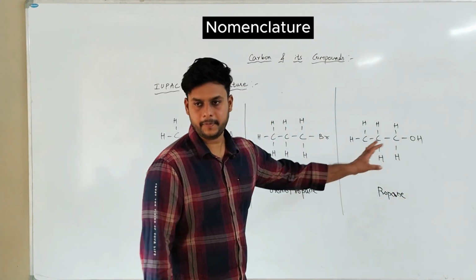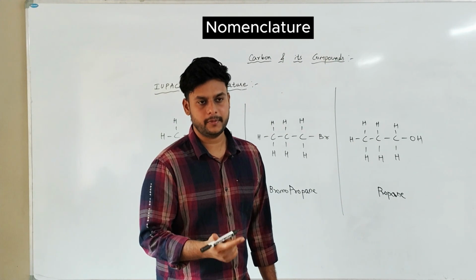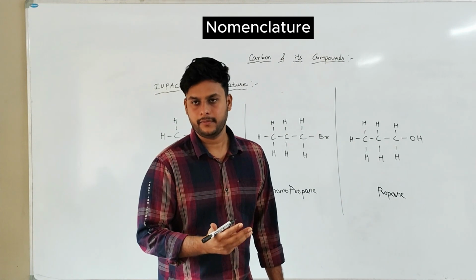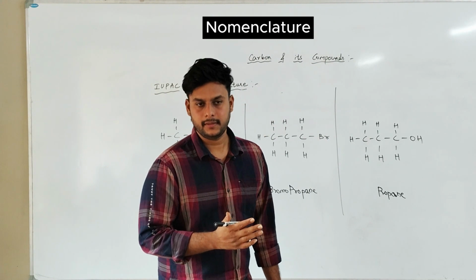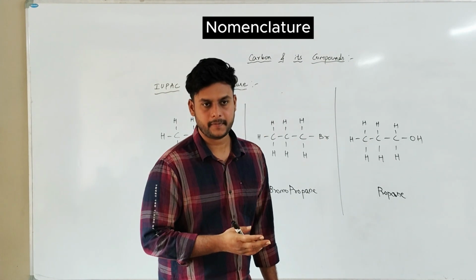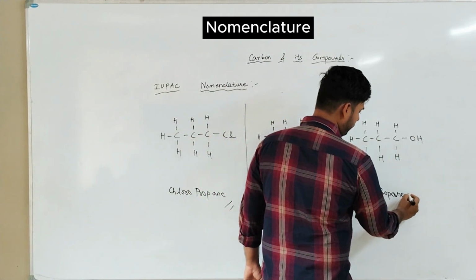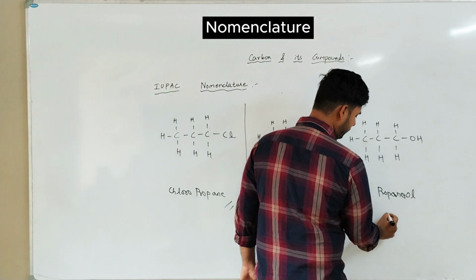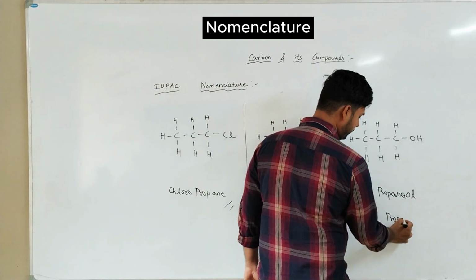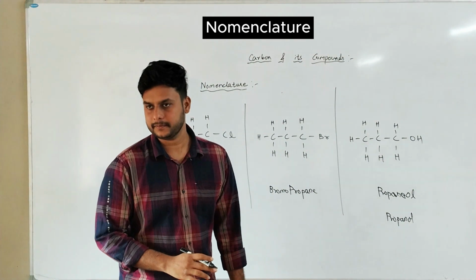Okay. Is there any prefix? Fluoro, bromo. Can you spot any Cl? Can you spot any bromine, Br, iodine, fluoro, F? Nothing is there. So prefix is absent here. Leave prefix. Is there any suffix here? Yes. Which is the functional group? Alcohol, ol. So propane plus ol, propanol. The name is propanol.